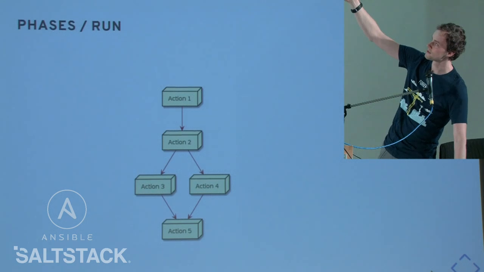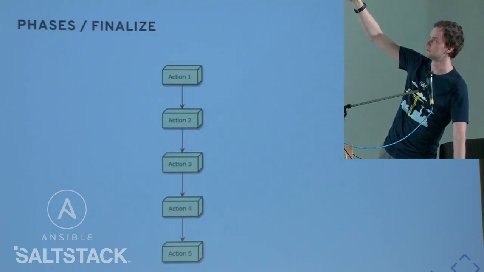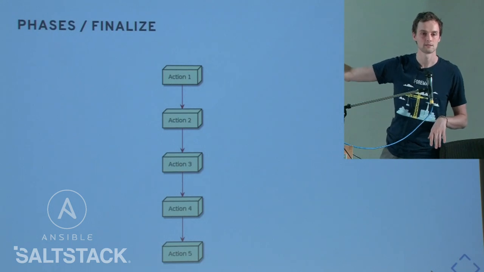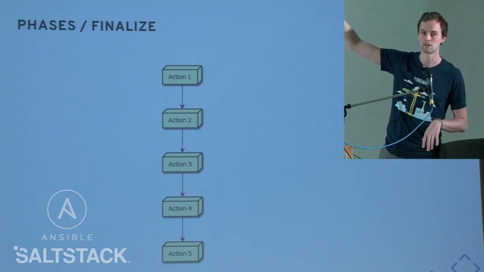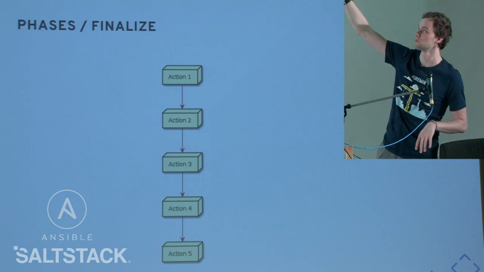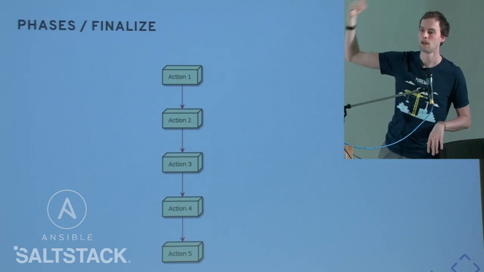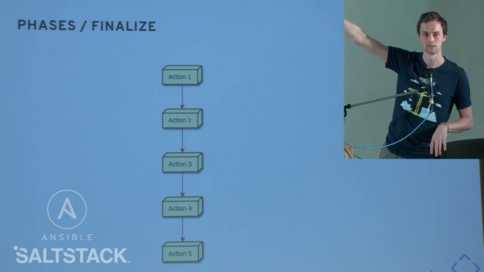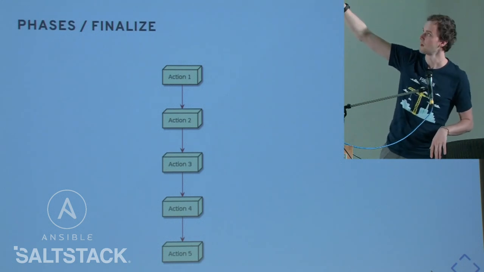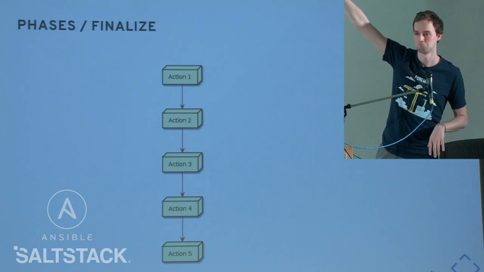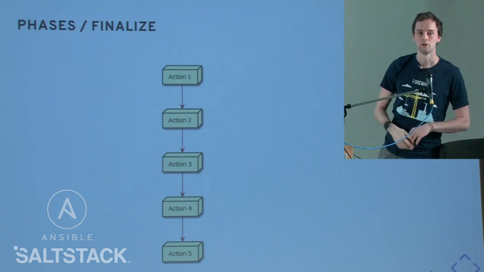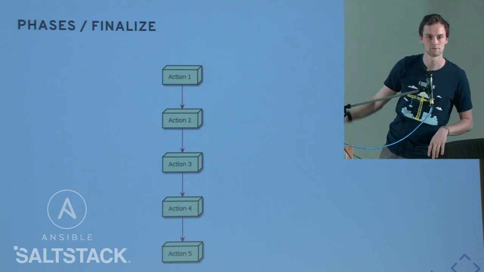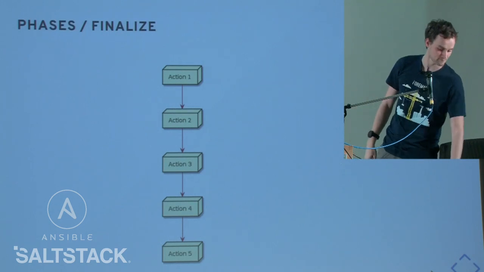And then once the run phase is done, we move over to finalize. And in finalize, everything gets executed in the order in which it was planned, one by one. And it runs in a transaction. So either all of these succeed or none. And if it fails some way, halfway through, you can just resume it. It will roll back to the start of the transaction and try it again.